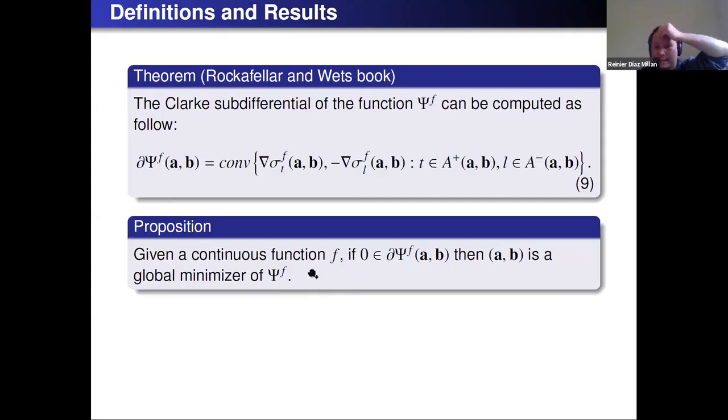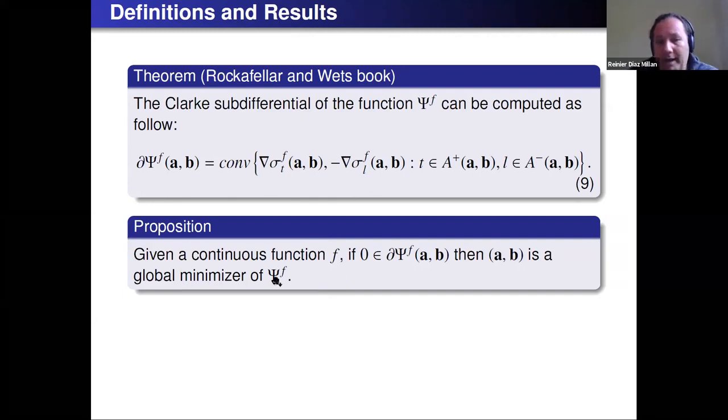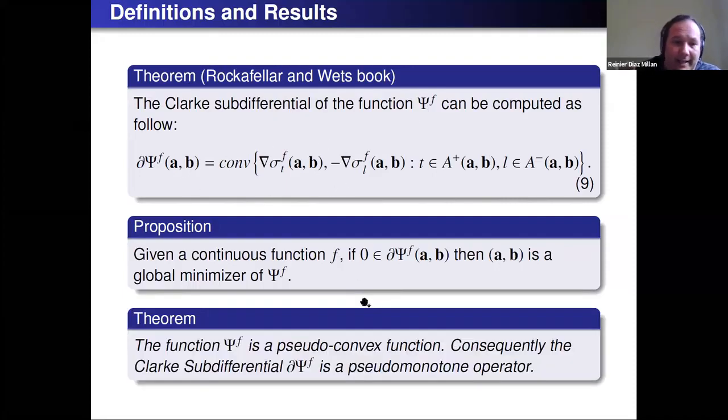The next proposition is that if 0 belongs to the Clarke differential of the point, then this point is a global minimizer of phi. And this is a very good point because it will give us, together with this theorem, that this function phi is a pseudo-convex function.